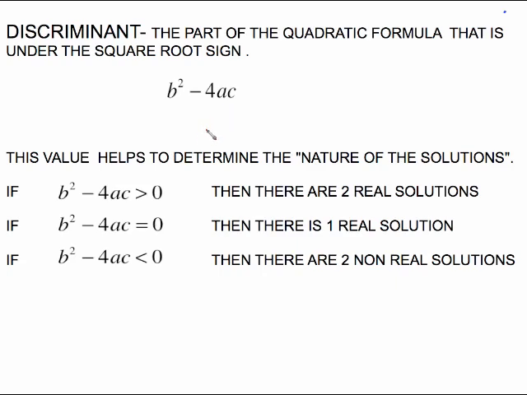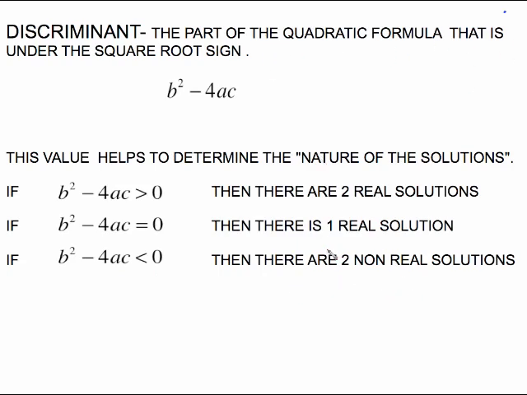What the discriminant is good for is it helps us determine the nature of the solutions before we actually do the problem. What nature of the solutions refers to is what type of answers you're going to get. If you do this b squared minus 4ac and it turns out greater than 0, then you know you're going to get two real solutions. If b squared minus 4ac equals 0, then you get one real solution. And if b squared minus 4ac is less than 0, then you know you have two non-real solutions.